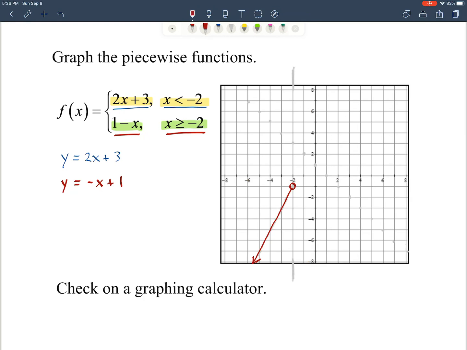With this one, we have the equals sign in it, so our point at negative 2 for this function is going to have to be a solid point because it's included in that domain. Now we don't need to graph the points on the left side, we need to graph the points on the right side because that is where the domain is going.